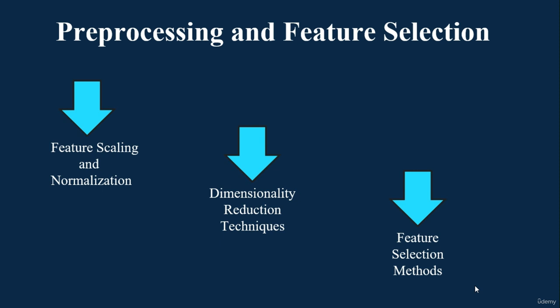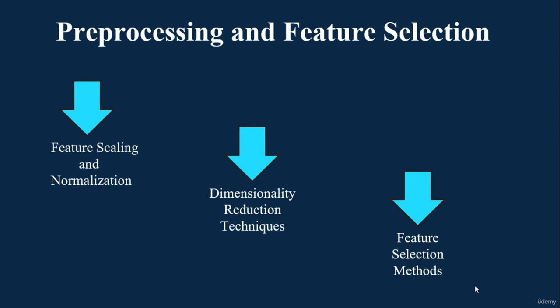Feature selection methods or models. Feature selection helps identify the most relevant features for clustering. It eliminates irrelevant or redundant features, improving clustering performance and interpretability. Techniques like filter models, wrapper models, and embedded models can be employed for feature selection.